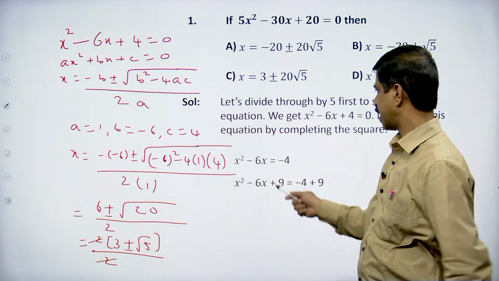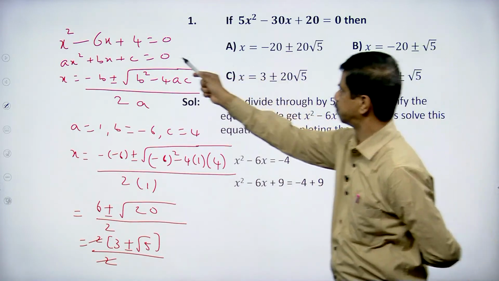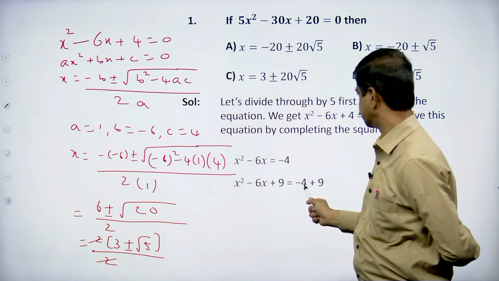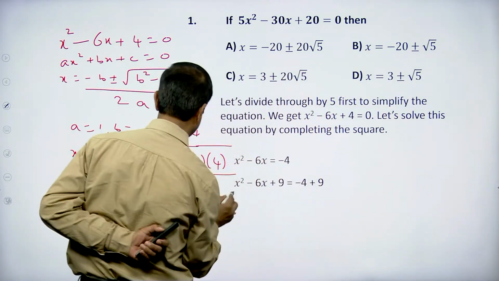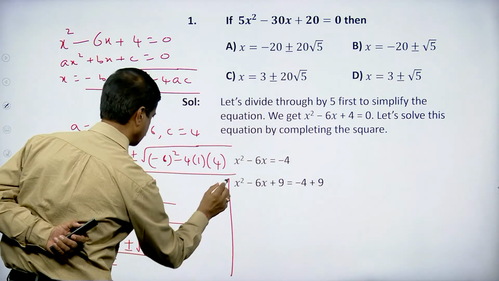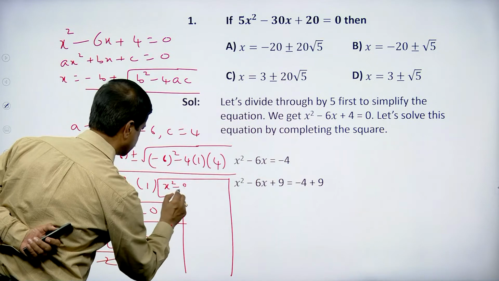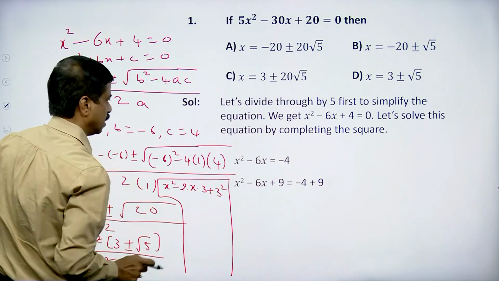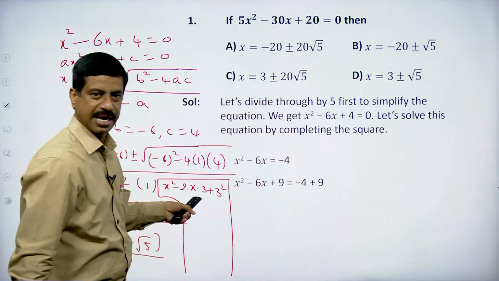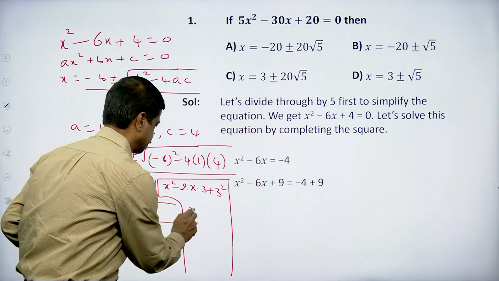So now completing square, you see, I brought plus 4 to the right. This plus 4 to the right becomes minus 4. So x square minus, this can be written like this. That is x square minus 2 into x into 3 plus 3 square, you see. These three terms can be written like this or not. A square minus 2ab plus b square is a minus b whole square.